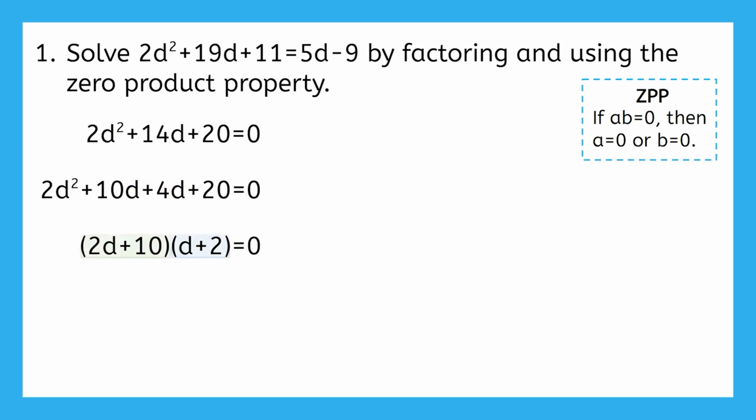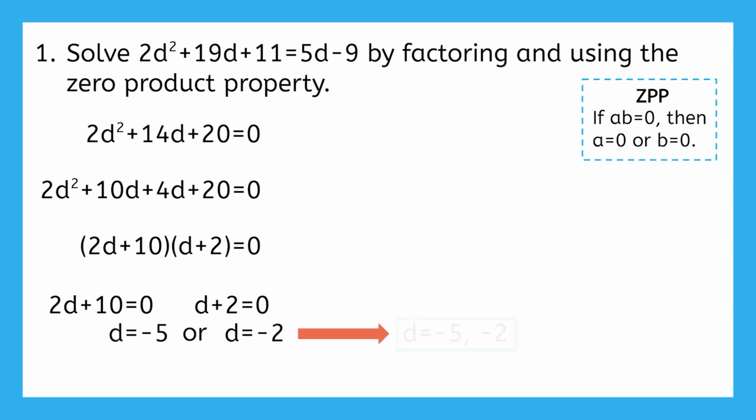Now, what I have is two factors multiplying to make 0. The zero product property tells us that when this happens, it means one of the factors must be 0. So either 2d plus 10 is 0 or d plus 2 is 0. What solutions do these equations give? We get that d can be -5 or -2.